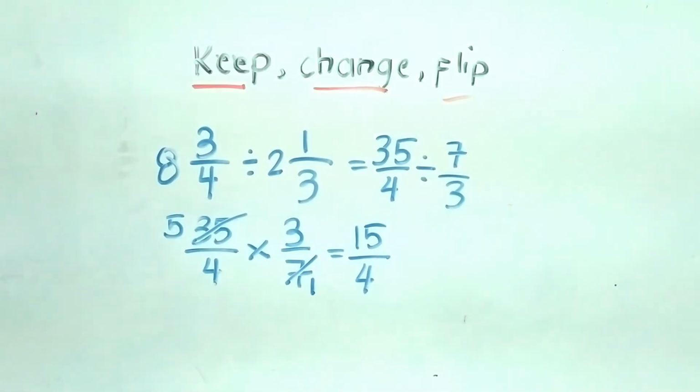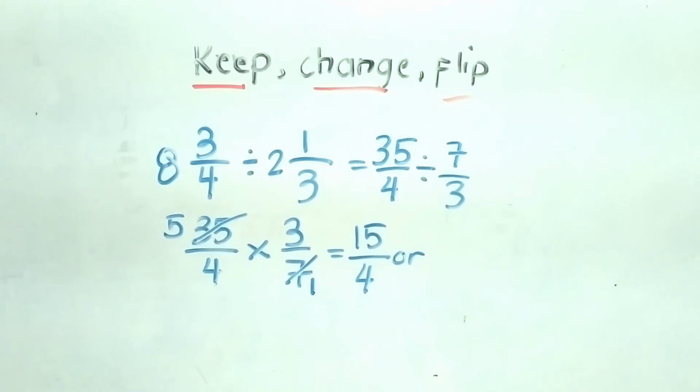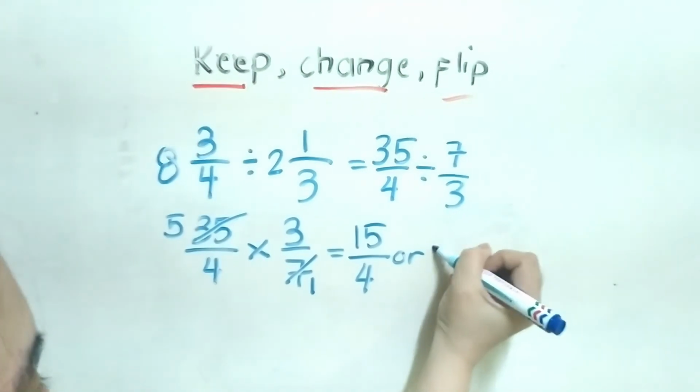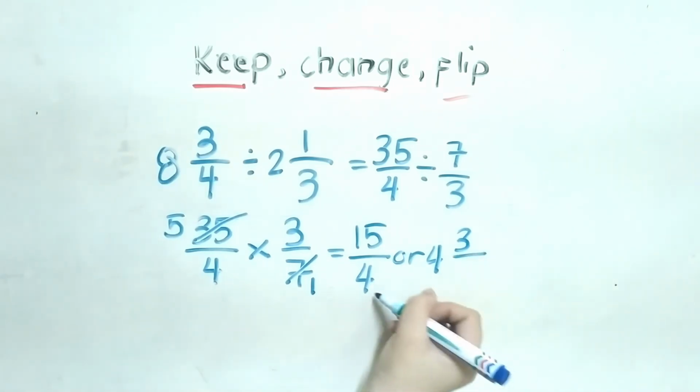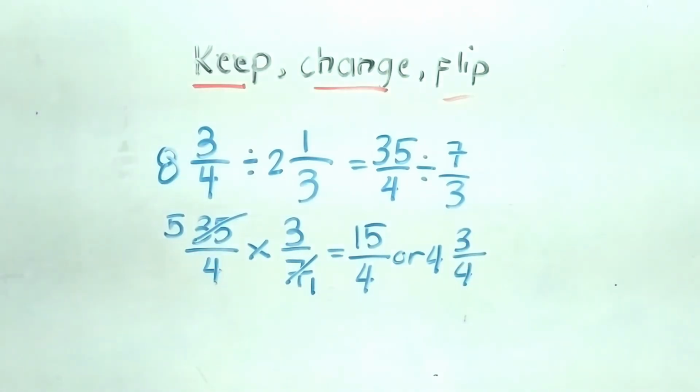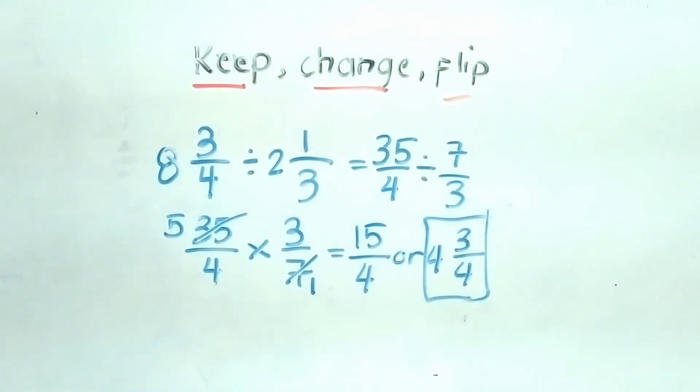So, pansinin ulit natin ang ating sagot. Yan ay halimbawa ng improper fraction dahil mataas ang numerator kesa sa denominator. So, i-divide lang natin ang 15 sa 4. So, 15 divided by 4 is equal to 3. And then, meron tayong remainder na 3. And then, copy ang denominator na 4. So, the answer is 3 and 3/4. Nasusundan pa. So, last example.